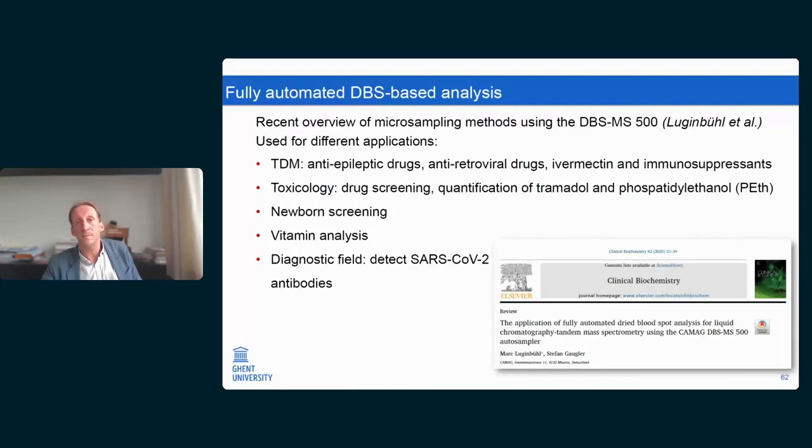It's not just the analysis of antiepileptic drugs or immunosuppressants, but we could also think about antiretroviral drugs, also in a toxicology context, newborn screening, vitamin analysis, like I already said, in the diagnostics field, and so on. So there's a multitude of applications for which fully automated DBS-based analysis has already been demonstrated. And I can refer to the paper shown over here for an overview on this.